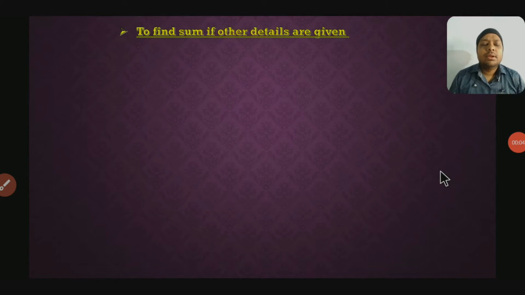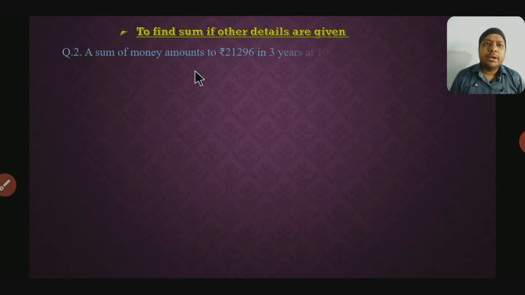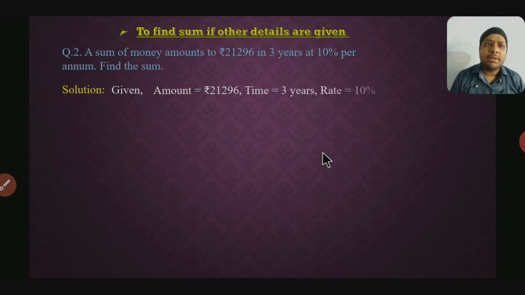Okay, so students, let's see this question. Now this question is based on how to find the sum if other details are given. A sum of money amounts to rupees 21296 in 3 years at 10% per annum. Now we have to find the sum. We have to find P. The amount is given, it amounts to rupees 21296, and time and rate, everything is given. At first we will write what is given: amount, time and rate.